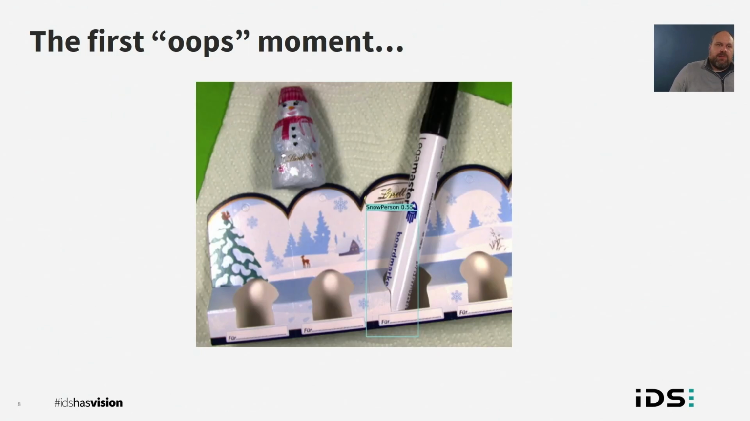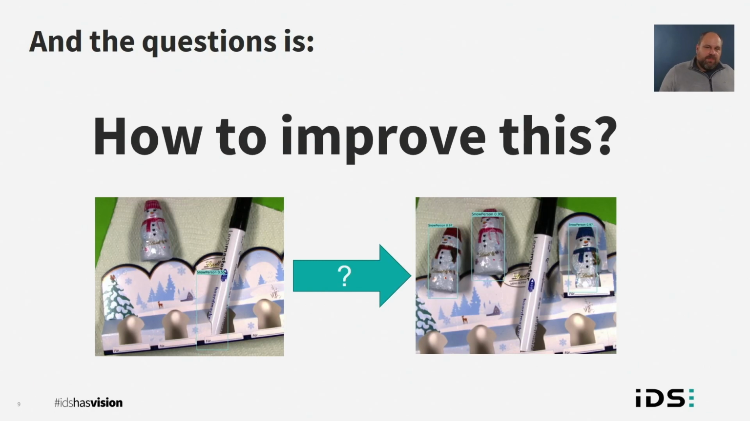And now when you start to then use that network in the real world, into a, let's say, environment where you test bench your network, then probably you get very soon the first oops moment. So the question is, how do we get from this to a network that works like we actually expected?